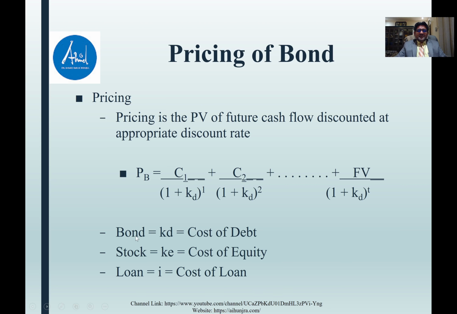When we talk about a bond, there is a cost of debt, because a bond is an instrument of debt. If we talk about stock, there is a cost of equity, which is denoted by KE. If we go for a loan, bank loans are non-tradable in the market, while bonds and stocks are financial assets which are tradable, trading in the market. For bank loans, we normally pay the cost of the loan, that is the interest rate.